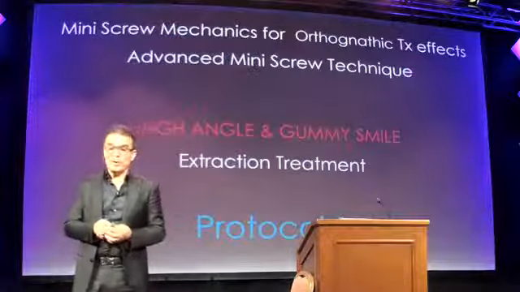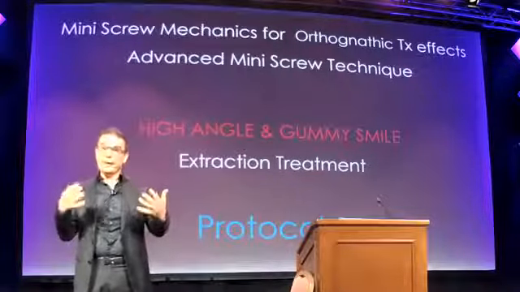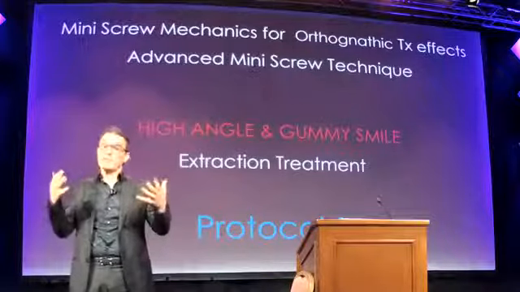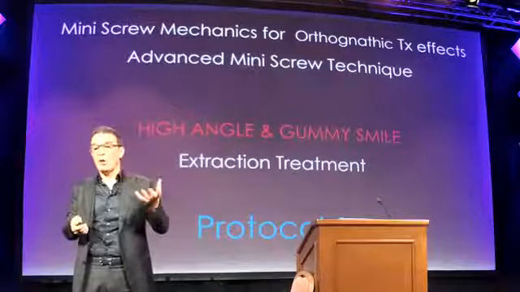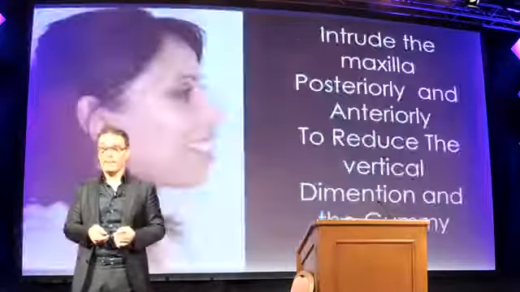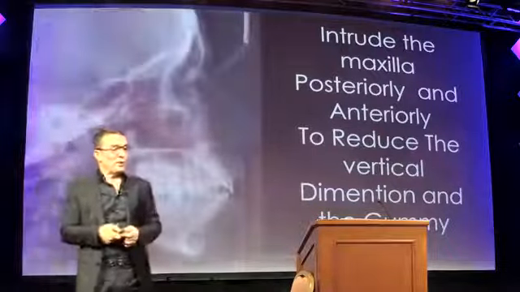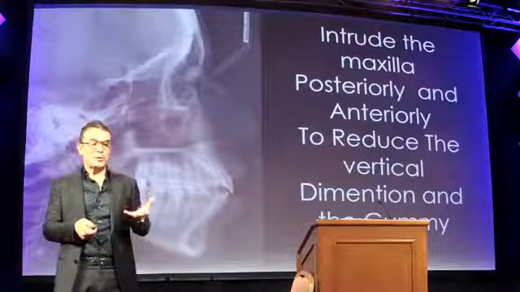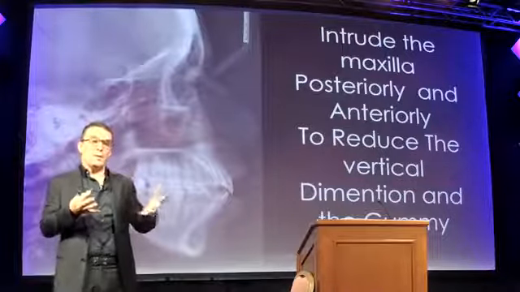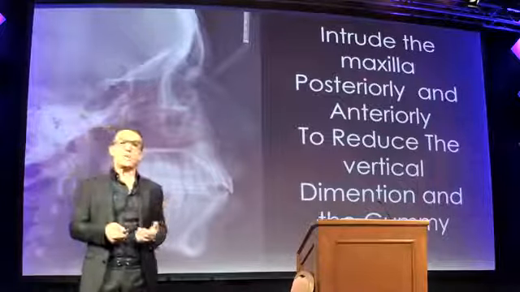So, what I'm going to do here is to use my mini screws both to provide anchorage for the en masse retraction after extraction of the premolars, but also to intrude the upper arch to have an orthodontic impaction at the same time. Let me show you this. The intrusion of the maxilla posteriorly and anteriorly will reduce the vertical dimension of the face, will induce a counterclockwise rotation of the mandible, and will correct the gummy smile at the same time.